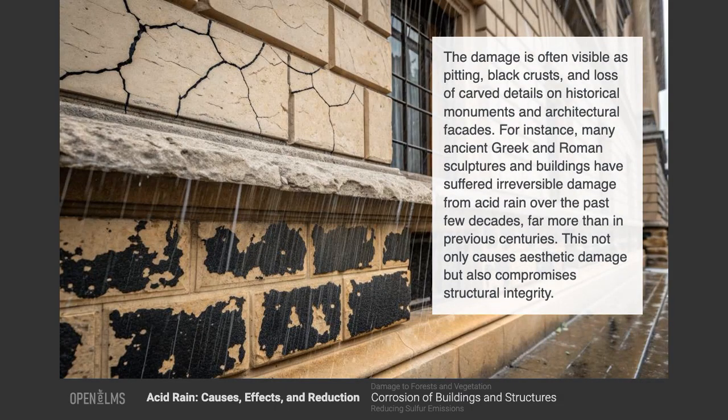The damage is often visible as pitting, black crusts, and loss of carved details on historical monuments and architectural facades. For instance, many ancient Greek and Roman sculptures and buildings have suffered irreversible damage from acid rain over the past few decades, far more than in previous centuries. This not only causes aesthetic damage, but also compromises structural integrity.